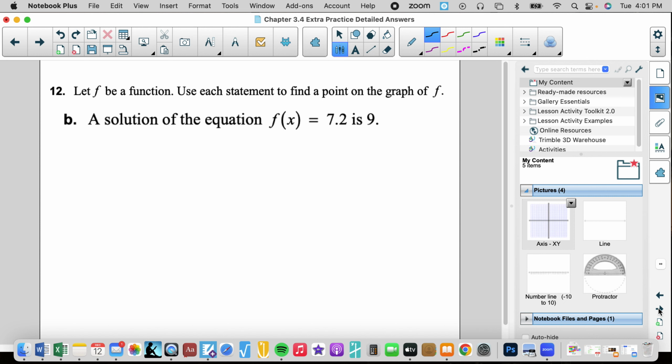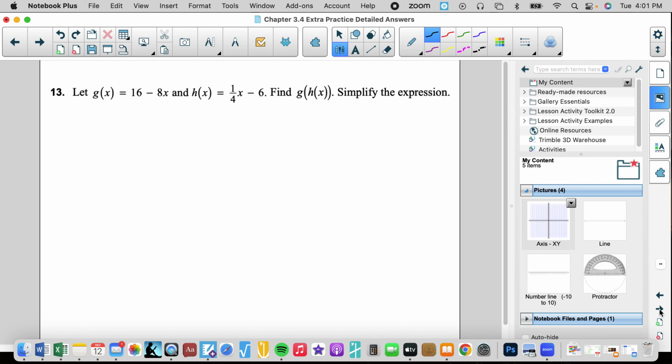The solution of the equation f of x equals 7.2 is 9. That's interesting. So I know that's my y value, and this is my input. So I'm going to say that the point is 9 as my input, and I get 7.2 as my output. That's not very well written.